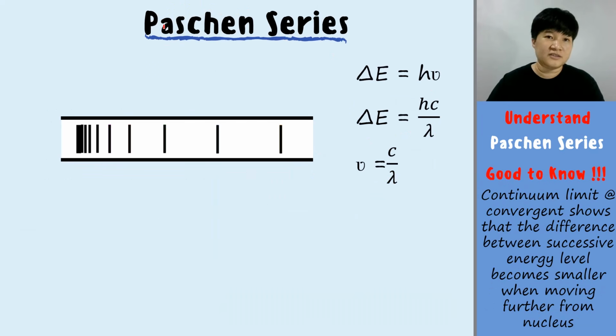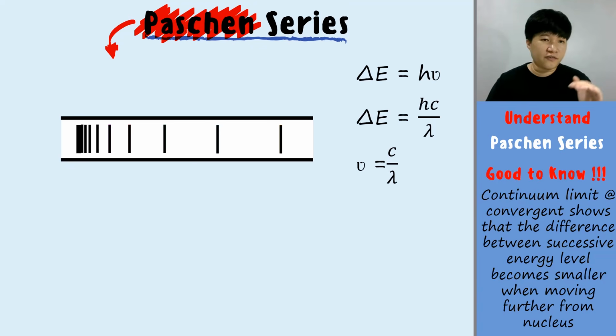So slightly different from the previous line spectrum, the line spectrum of the Paschen series given is this. From this line spectrum, you need to first identify whether the first line is from the left or from the right. Simple. We look at the gap between the lines. The gap over here is the largest. Since the gap over here is the largest, this must be the first line of your Paschen series.